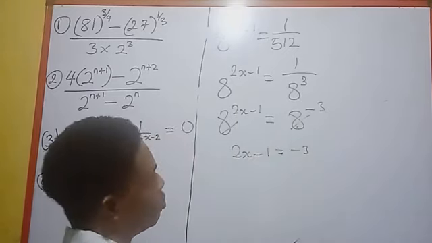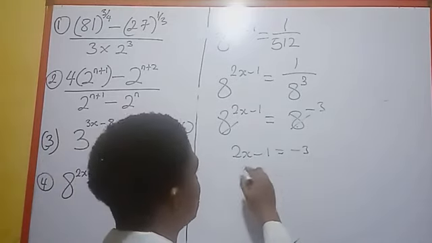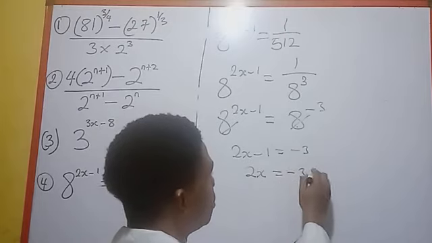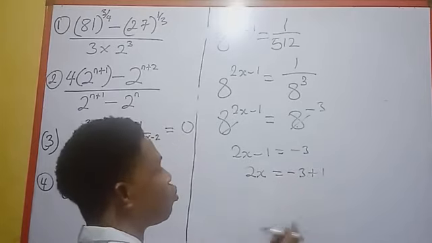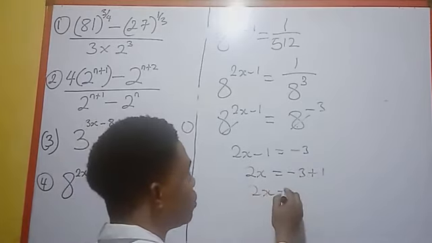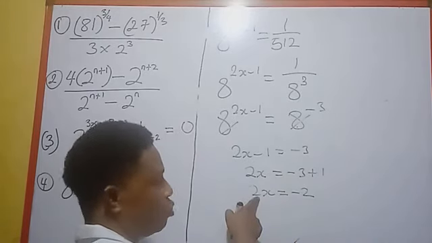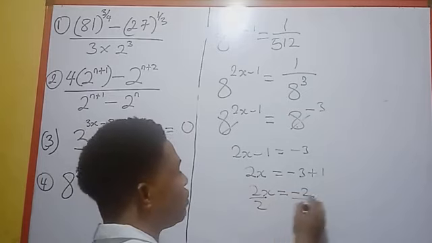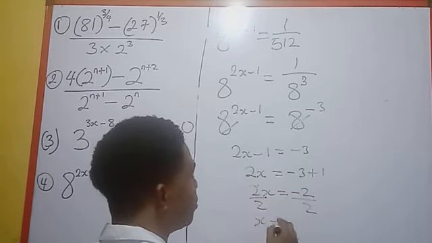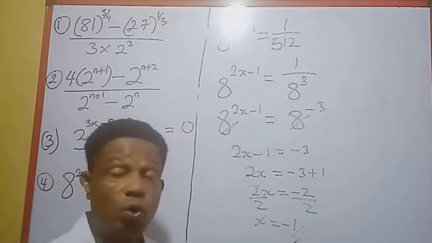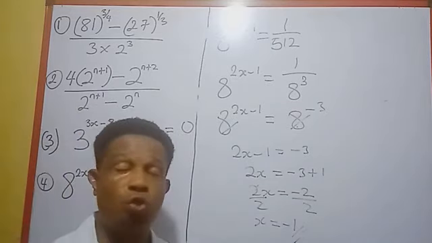Now collect like terms. This minus 1 will move to the other side. So you have 2x, and the minus will change to plus. So you have minus 3 plus 1, and minus 3 plus 1 is minus 2. So here will be 2x is equal to minus 2. So divide both sides by the coefficient of x, which is 2. So 2 divided by 2, and x is equal to what? Minus 1. Okay? So I encourage you to look for more questions to solve.